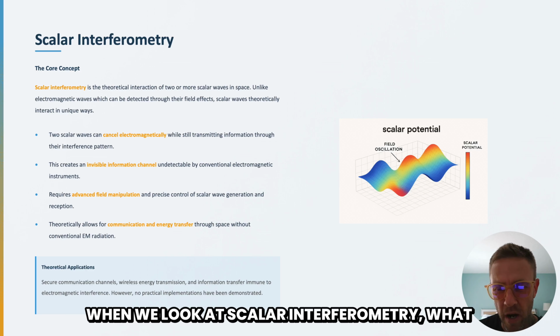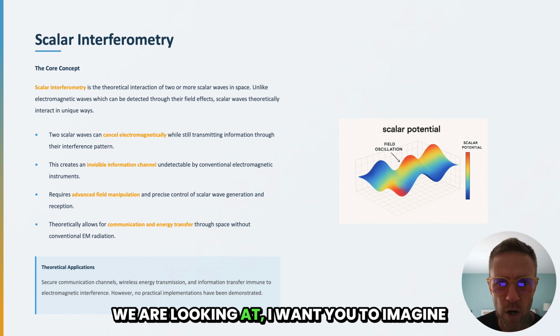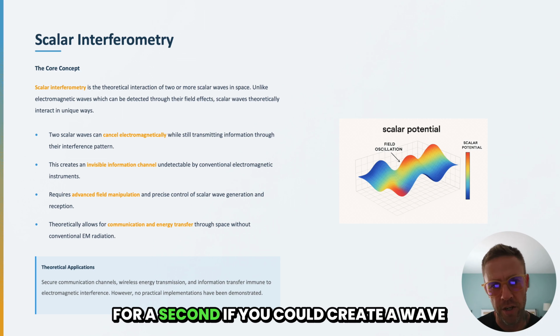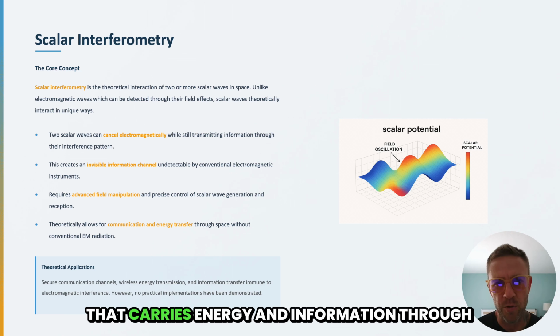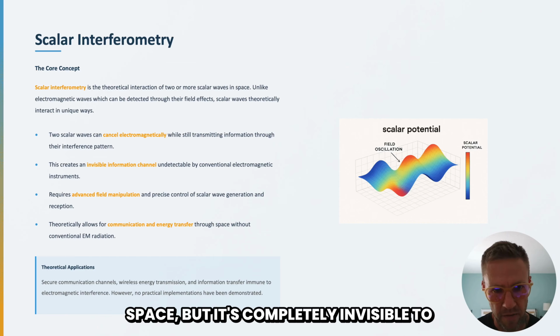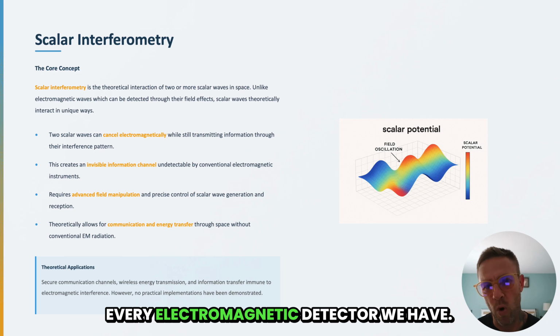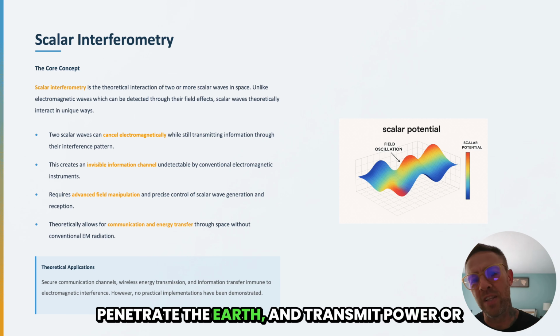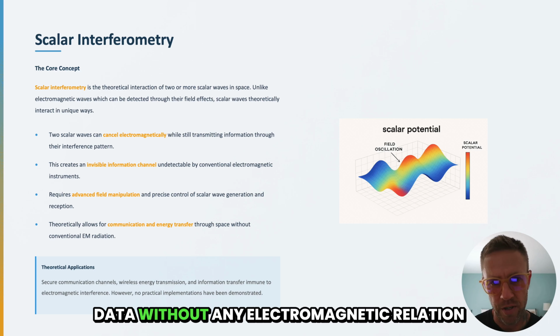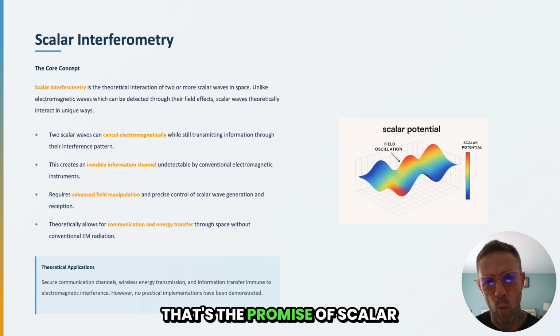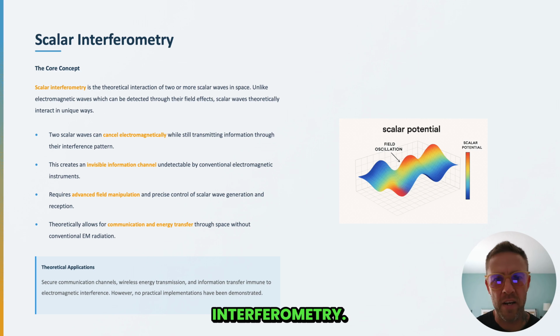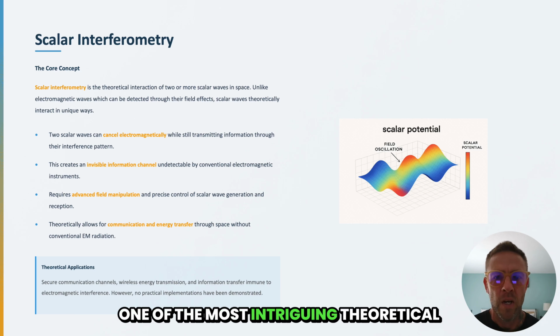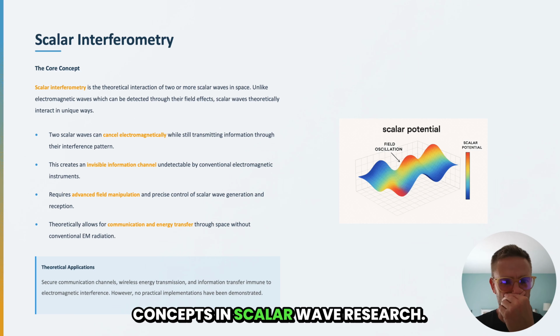So when we look at scalar interferometry, what we are looking at, I want you to imagine for a second, if you could create a wave that carries energy and information through space, but it's completely invisible to every electromagnetic detector we have. Imagine this wave could pass through walls, penetrate the earth, and transmit power or data without any electromagnetic radiation signature. That's the promise of scalar interferometry, one of the most intriguing theoretical concepts in scalar wave research.